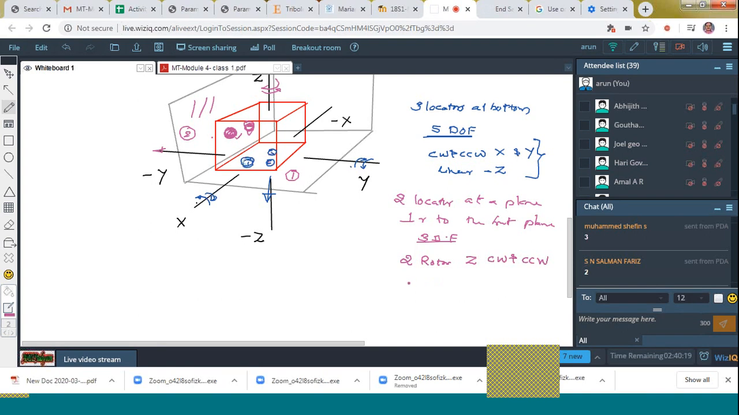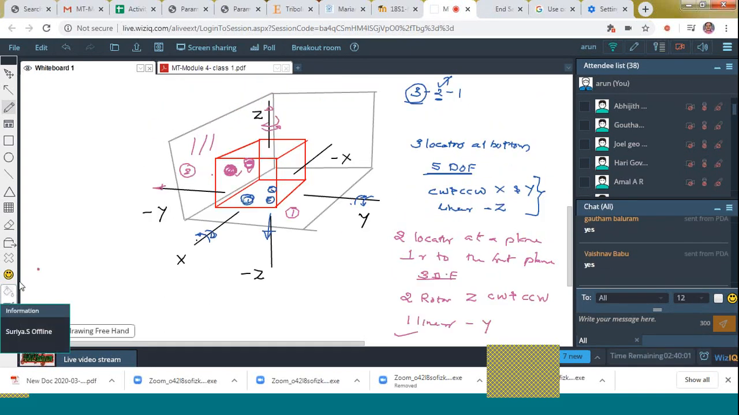And next is, how many linear motions? 1 linear motion. Yes. Minus y-axis is arrested. Up to this clear? Yes, fine.